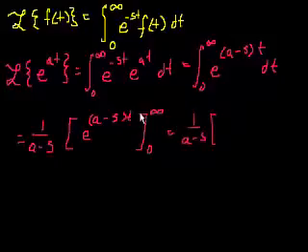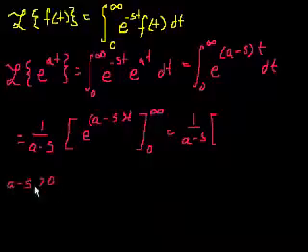Now, what is the limit? We essentially have to evaluate t at infinity. So what is the limit at infinity? Well, we have two cases here, right? If a minus s is a positive number, if a minus s is greater than 0, what's going to happen? Well, as we approach infinity, e to the infinity just gets bigger and bigger and bigger, right? Because it's e to an infinitely positive exponent.